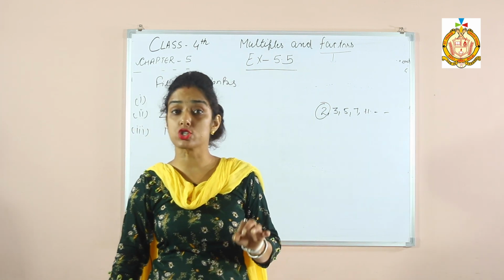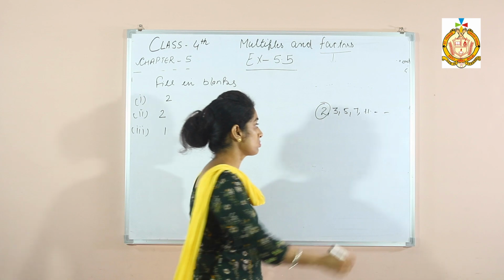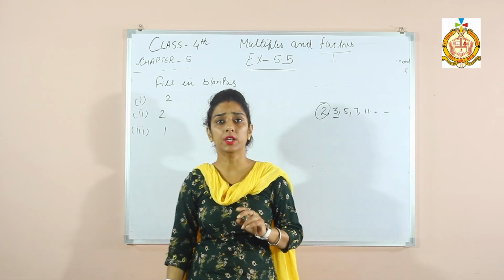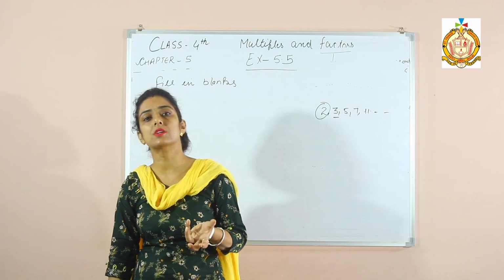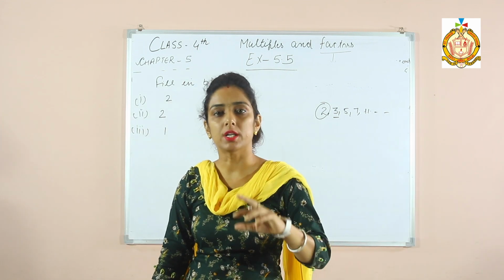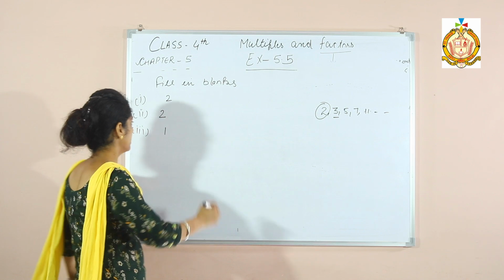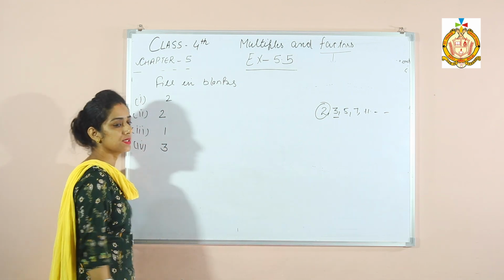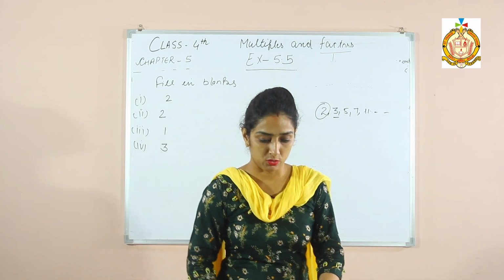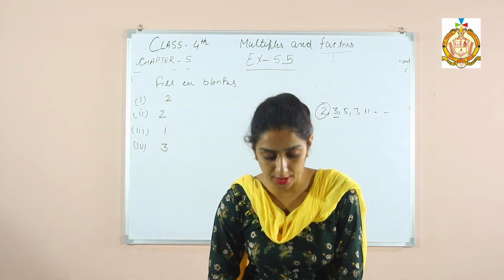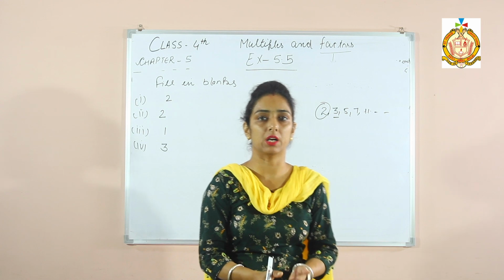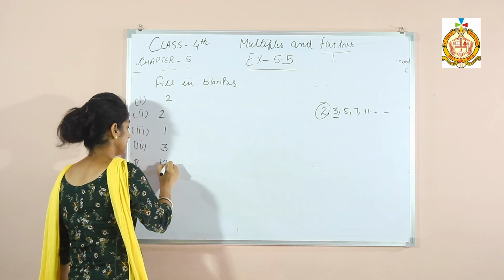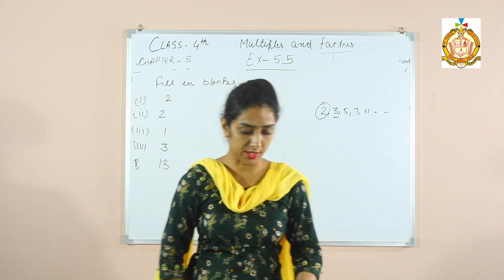The smallest odd prime number. This one is an odd number, 3. It is not divisible by 2. So 3 is an odd number, and the smallest odd prime number is 3. There are 13 composite numbers between 11 and 30. 13 composite numbers.